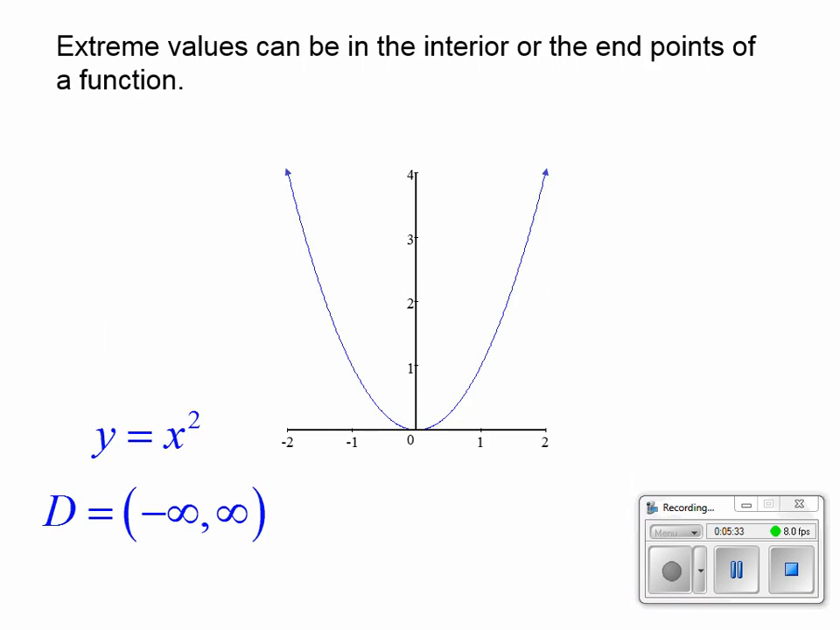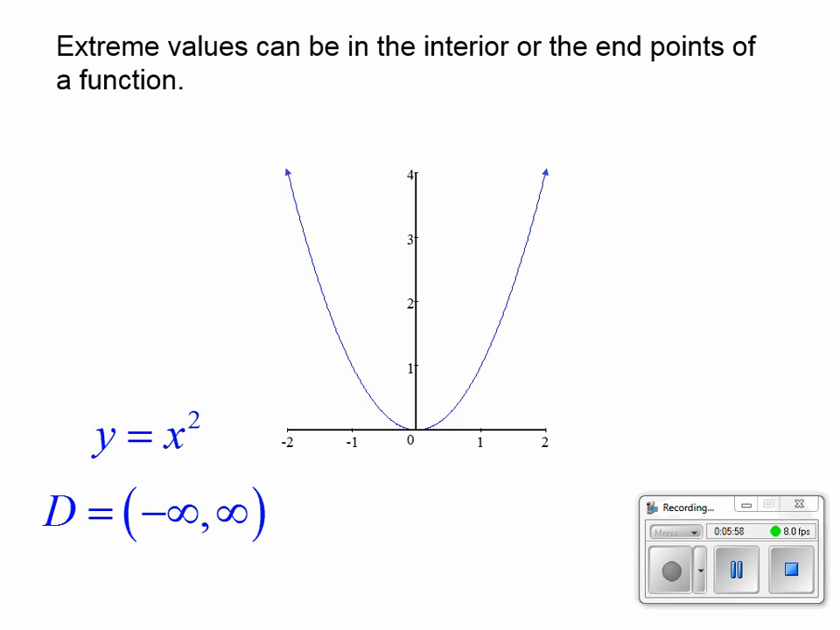All right, first example. So extreme values, we said, could either be at interior points where the derivative is 0 or undefined, or at endpoints. Well, here this is not a closed interval. So if you look at this y equals x squared, it goes on forever. Is there an absolute min? What is the absolute minimum value? 0. The smallest y value would be 0.